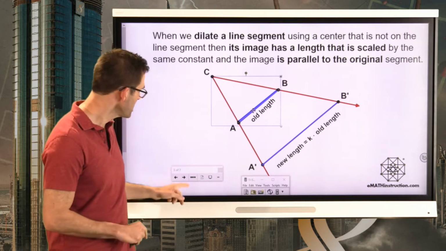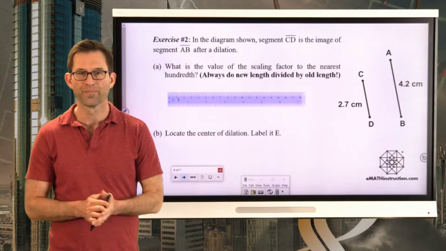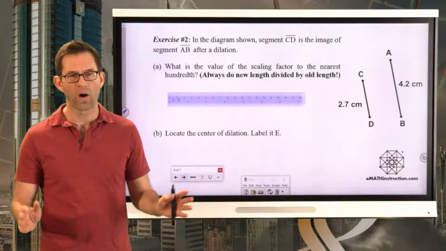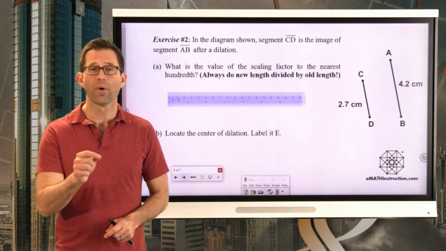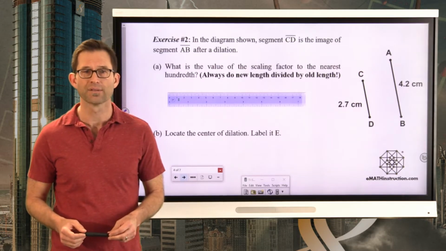All right, so let's keep playing around with these ideas. Let's take a look at exercise number 2. In the diagram shown, segment CD is the image of segment AB after a dilation. Letter A asks us, what is the value of the scaling factor to the nearest hundredth? Always do new length divided by old length. So pause the video now and see if you can figure out what the value of the scaling constant is.